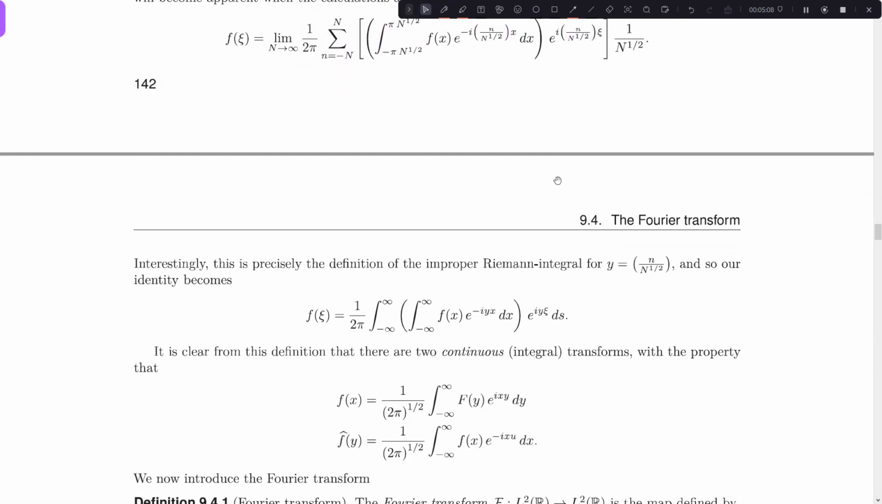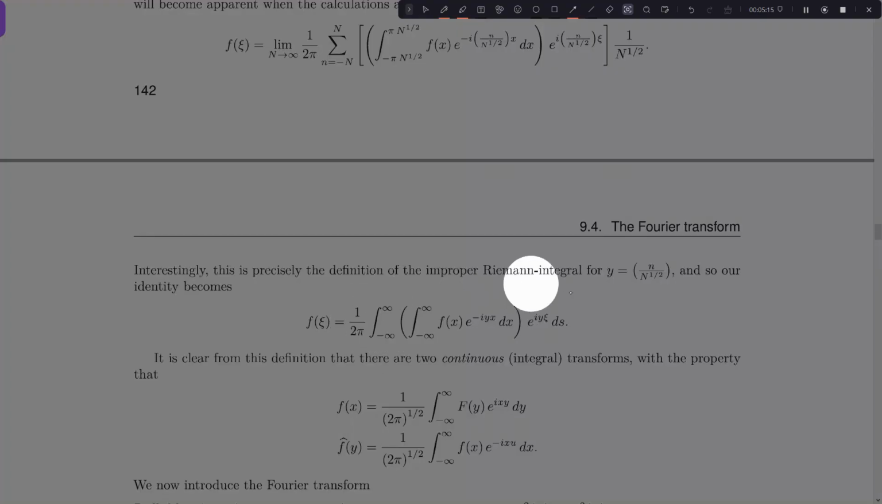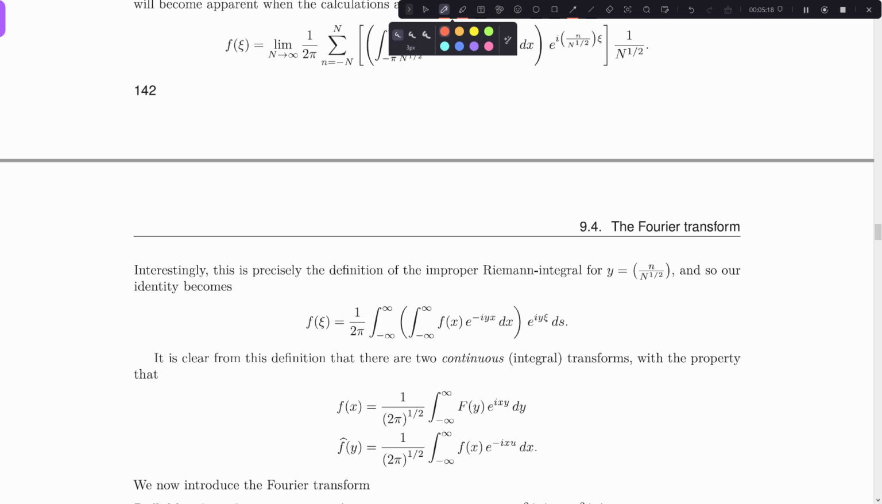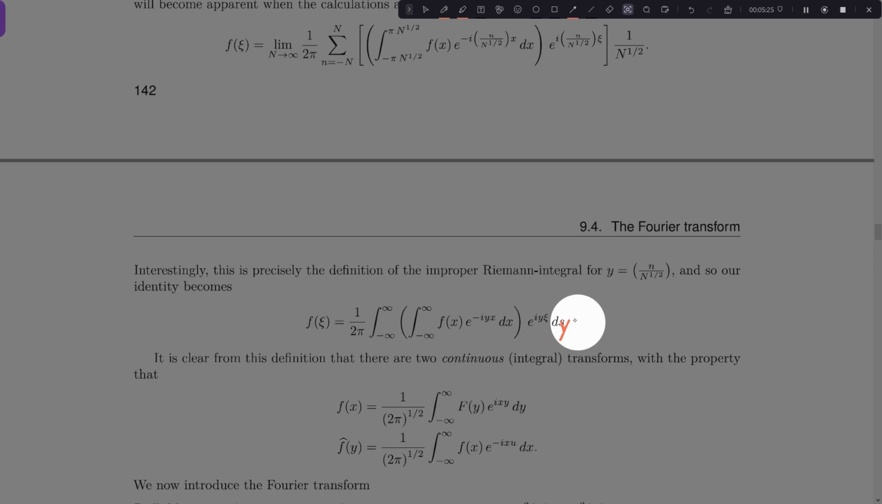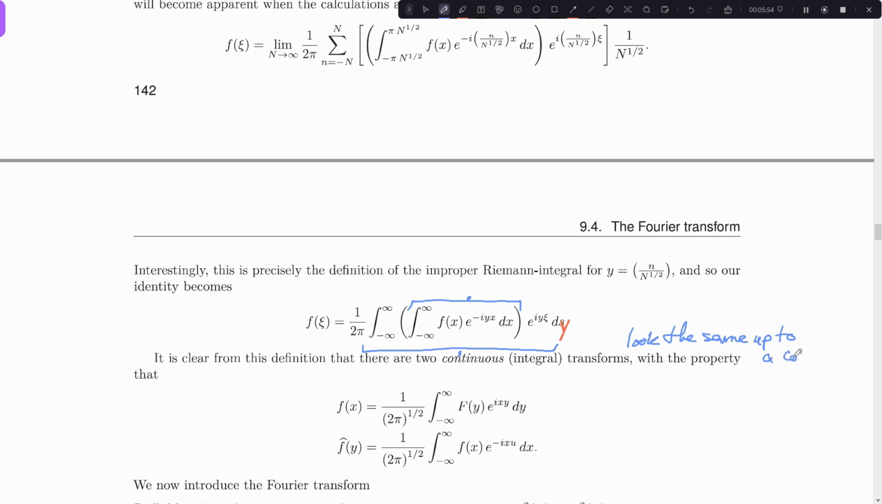The integral looks like the following. It's 1 over 2 pi. Then we have an outside integral. I used ds there, and it should not be ds, it should be dy. So I have an outside integral from minus infinity to infinity, divided by 2 pi, dy, e to the iyx. And then I have an inside integral, e to the minus iyx, dx. And so really what these integrals look like is I have two integrals that are in some ways complex conjugates of one another. This is the inside integral, and then I have the outside integral, and they look the same up to a complex conjugate.